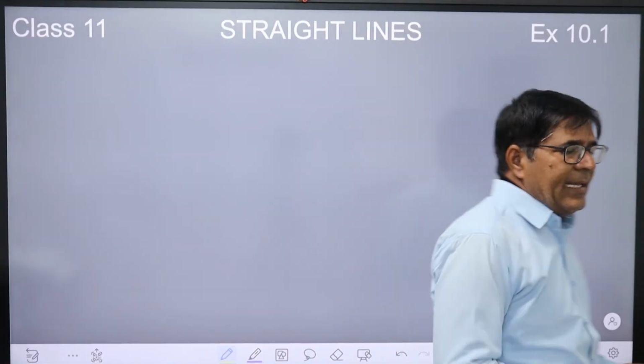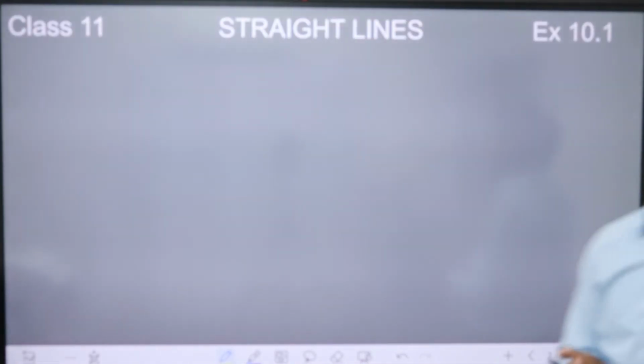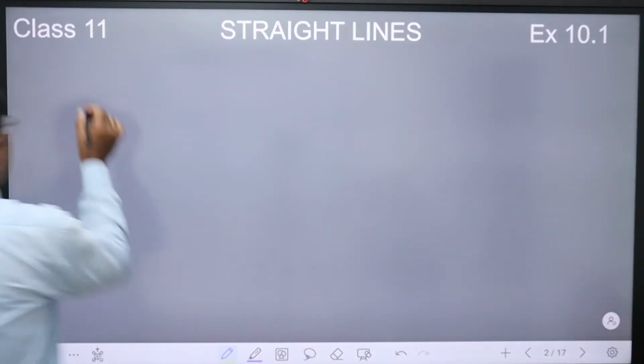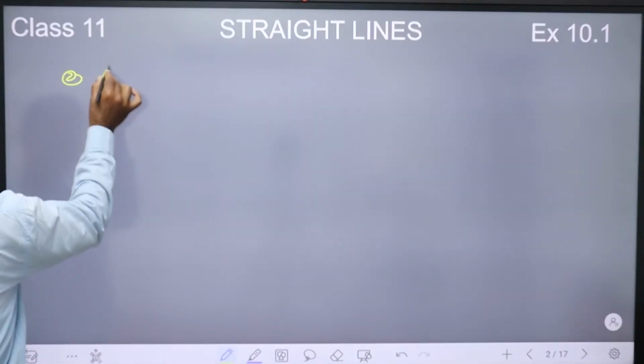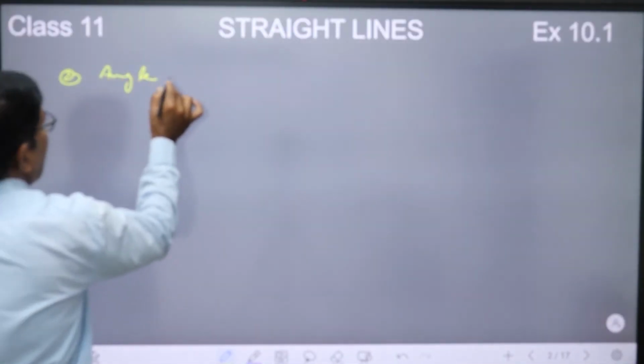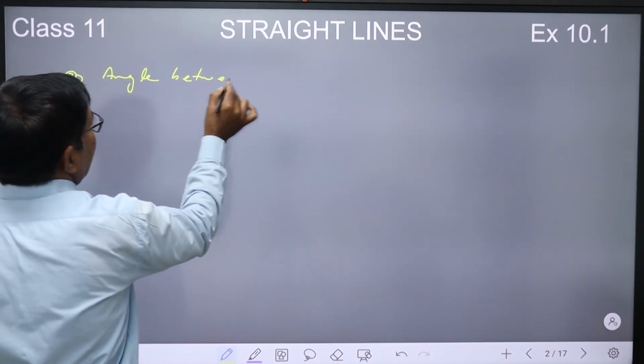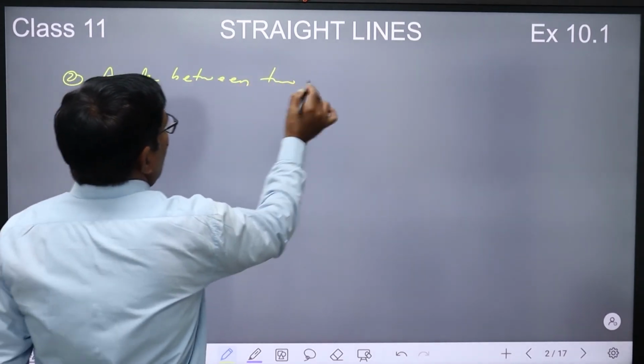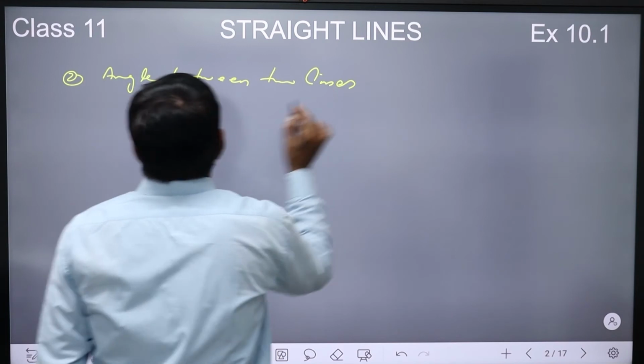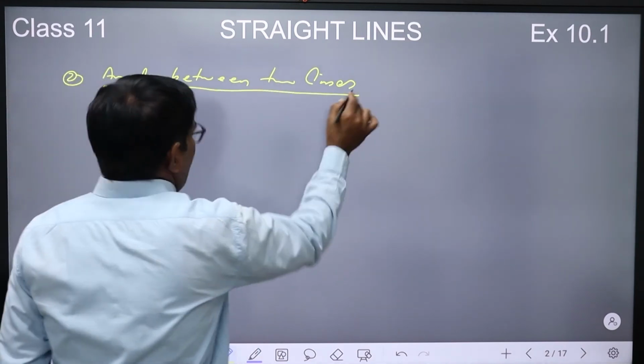Next, now if we are given two straight lines and if the given straight lines are intersecting each other, then how will we find the angle between two lines? So the next topic is angle between two lines. How will we find out the angle between two lines?